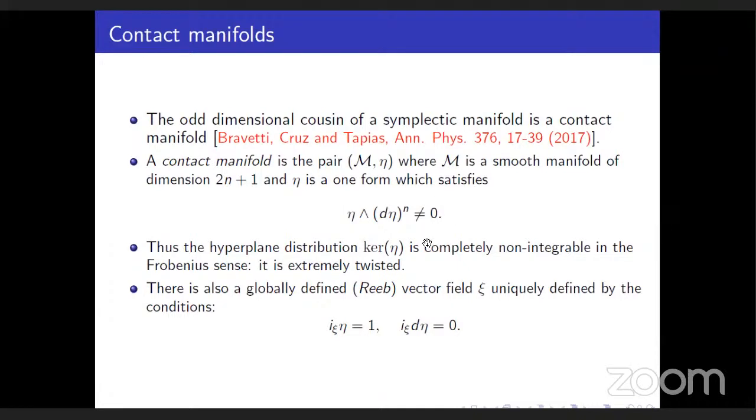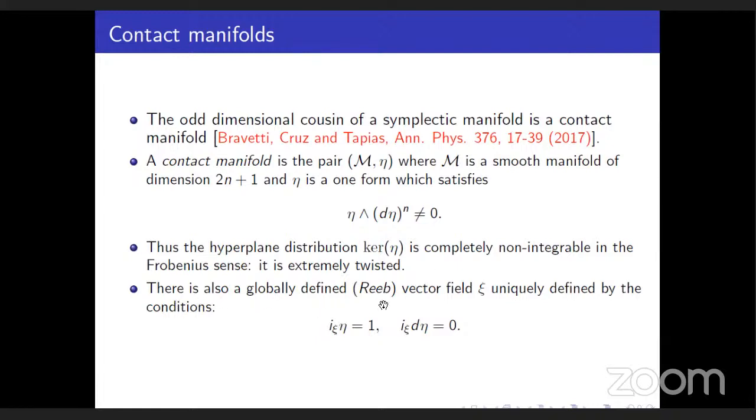So this is like a volume form which is non-zero. But if you look from the Frobenius integrability sense, you'll find that this condition being non-zero means that the vector subbundle of the tangent bundle generated as kernel of eta is completely Frobenius non-integrable. So the hyperplane distribution is extremely twisted.